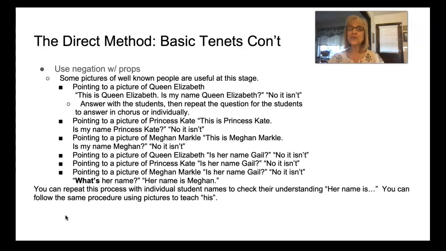You can also use the same procedure to teach the word "his" with pictures of famous men. Or you don't have to have pictures. You can also use stick figures and draw the stick figure on the board, making it look male and female and giving them names, being mindful of the fact that names are not cross-cultural all the time, right? So students might not naturally know that the name Connie is male or female, for example, right? So just kind of being aware of that.